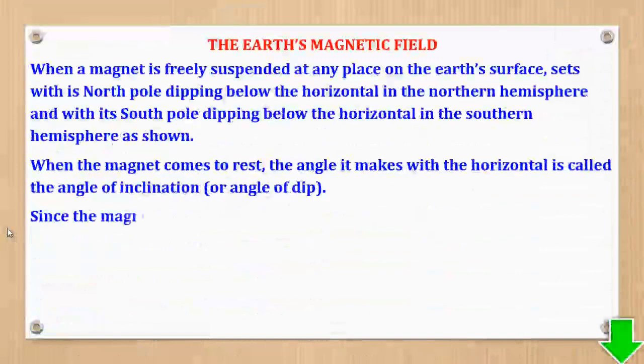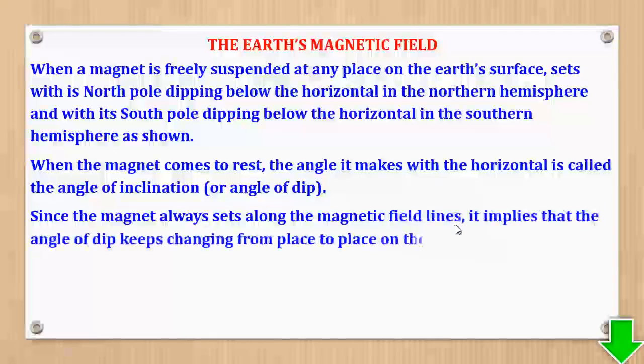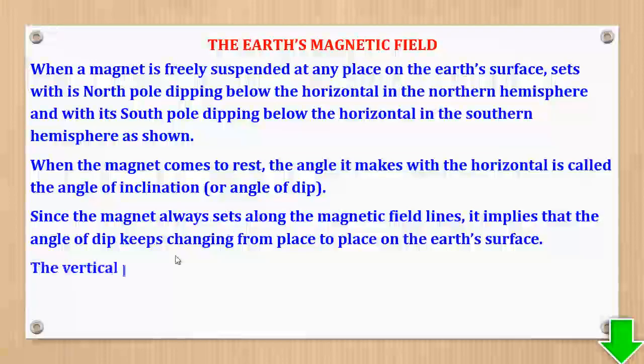Since the magnet always sets along the magnetic field lines, it implies that the angle of dip keeps changing from place to place on the Earth's surface. So this angle of dip is not constant throughout the whole world. When you're in one country, maybe among the West African countries, the angle of dip is different than when you're in southern countries, or along the equator. That's what you should always remember.